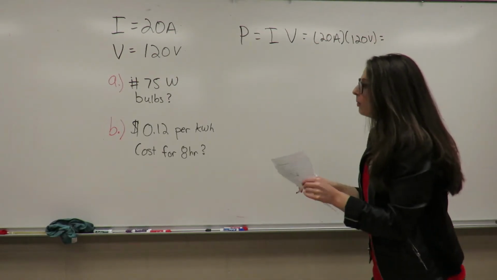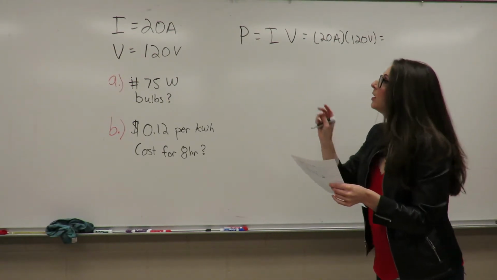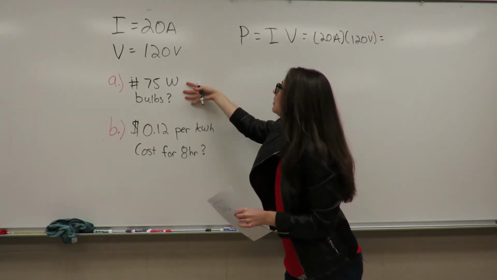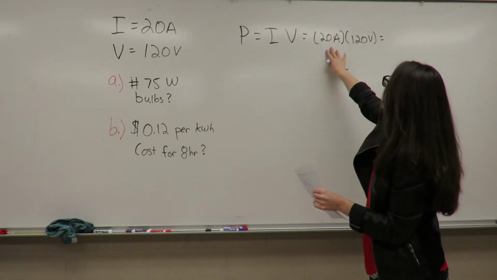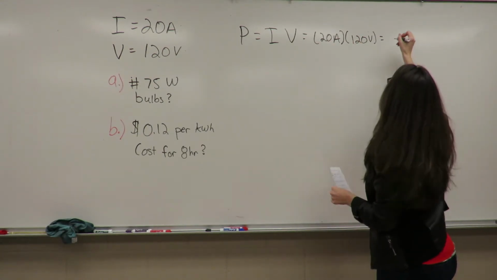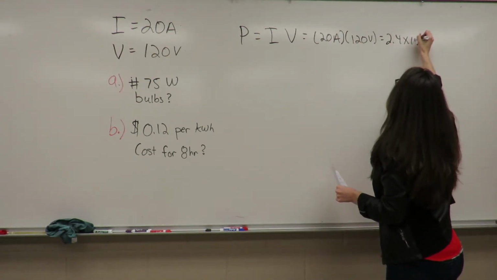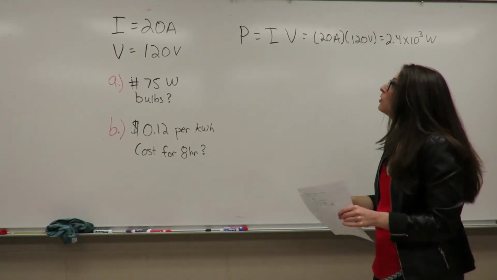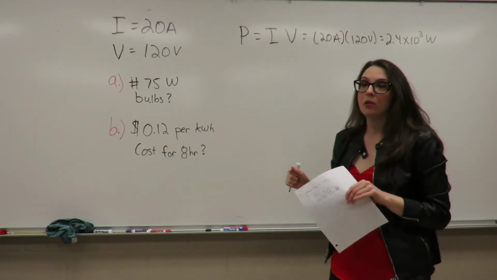And so then we see that the power that we can get to light up these bulbs is just going to be 20 amperes times 120 volts. So 2.4 times 10 to the 3 watts, or 2,400 watts. So that's the power available to us.